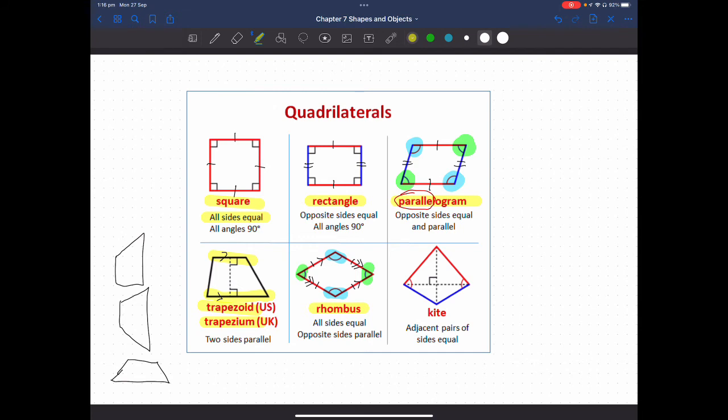The last shape is the kite. The kite has adjacent pairs, so we've got the word adjacent. Adjacent means next to. Adjacent pairs of sides are equal. So there are two pairs of adjacent sides in this diagram. One pair is marked in blue. The other pair is marked in red.